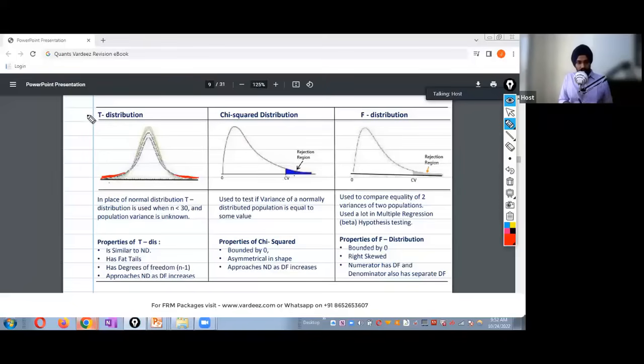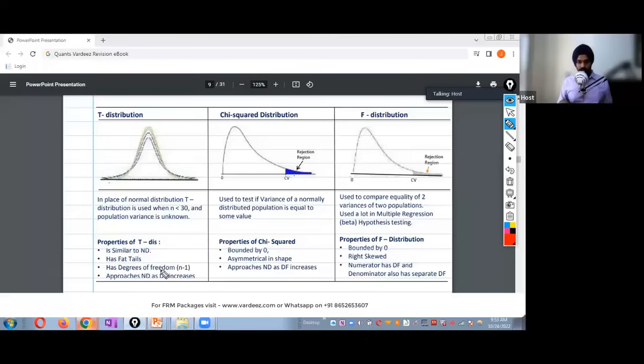And all the distributions that you see in this line, T, chi-squared, F, are used in hypothesis testing. Okay, but let's just go through it. So a T distribution has a lot of fat tail. Let's look at the properties. It's similar to the normal distribution. Okay, fair enough. It has fat tails. Okay. It has degrees of freedom.